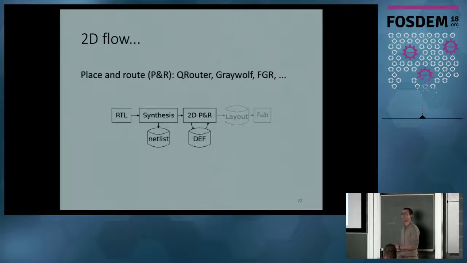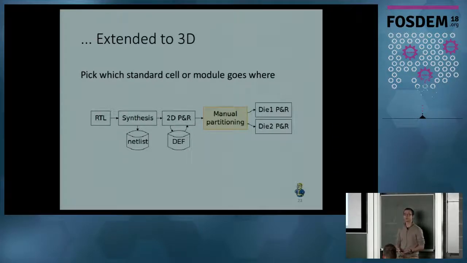We want to extend this 2D flow into a 3D flow. And that extension, well, first would be to simply manually partition the design. That is, you have your placed and routed design, and you will pick which gates or logic blocks will go on which die. And you would need a very clever designer to do that, and to interrupt the flow, manually partition it, and then replace and route each die. So that is a bit stupid, actually. We want to automate this manual partitioning so that we have a whole 3D EDA flow.